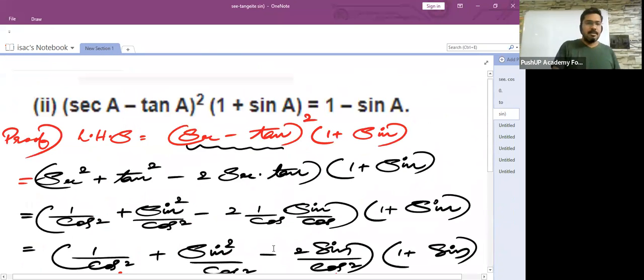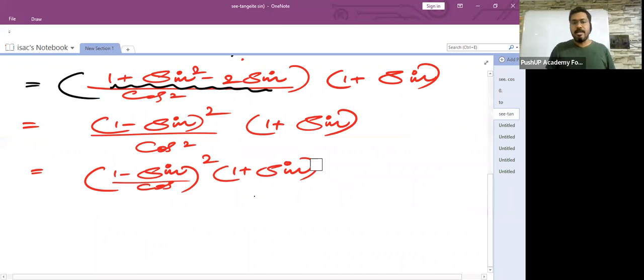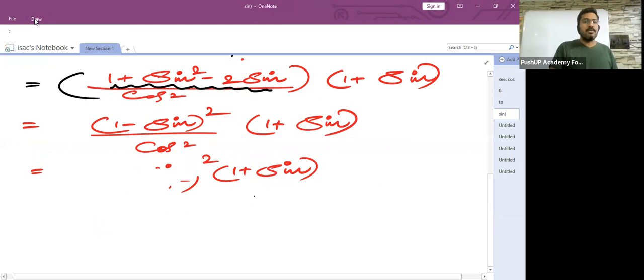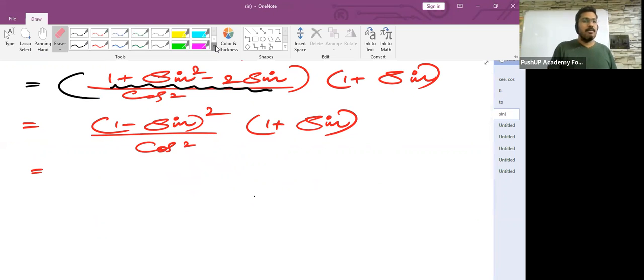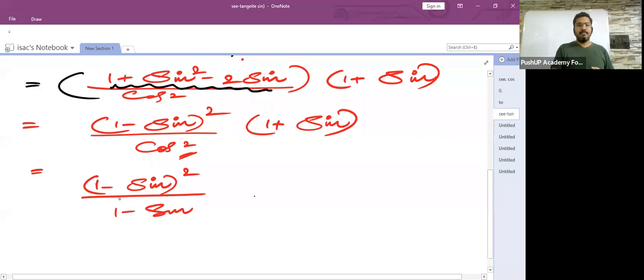Okay. Children, I think this would be a bad idea. Why don't we write cos square in terms of sine square? Don't you agree with that? This cos square can be written as 1 minus sine square. Do you all agree with that? So let's take 1 minus sine the whole square divided by 1 minus sine square into 1 plus sine.